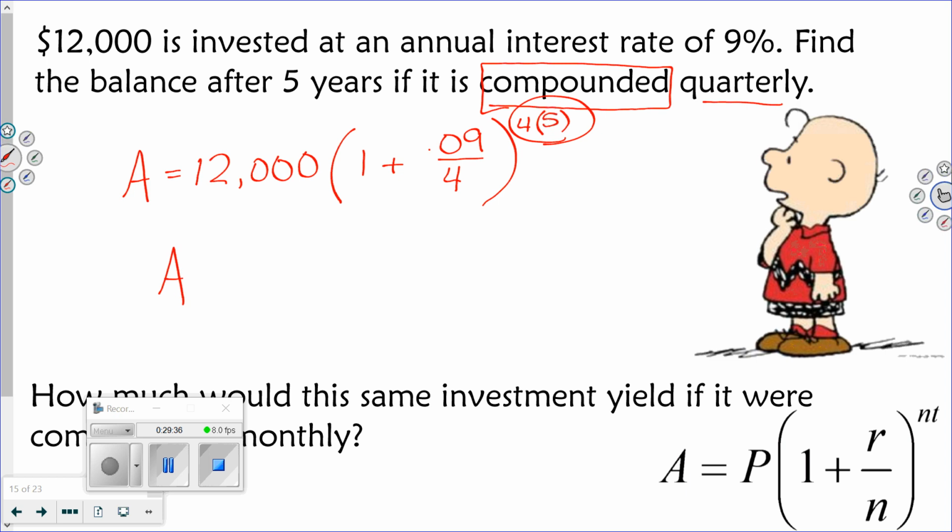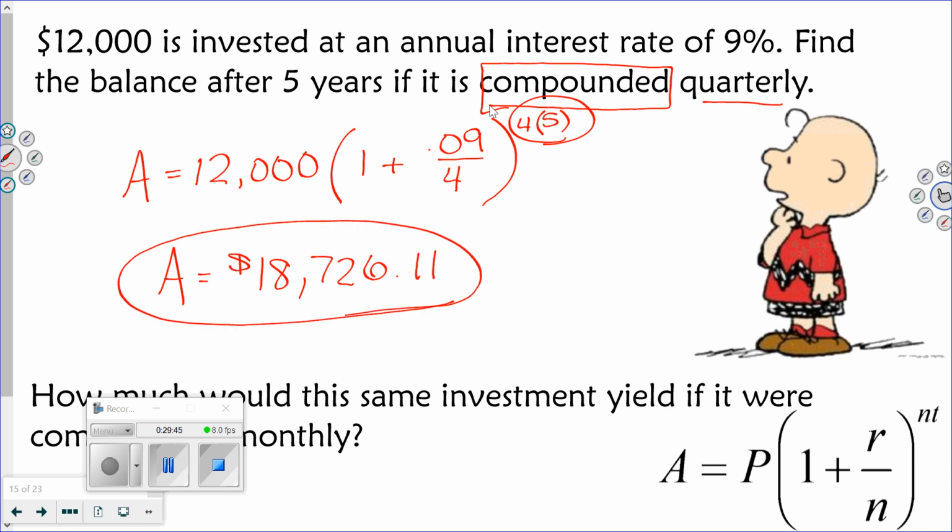All right, so you should get, double check, $18,726.11. So that is how much money you'd have after 5 years if you just let your money sit in that account. That's pretty good. I earned over $6,000 in interest. How realistic is a 9% interest rate? Not at all. Not at all. But anyway, that's how that works.